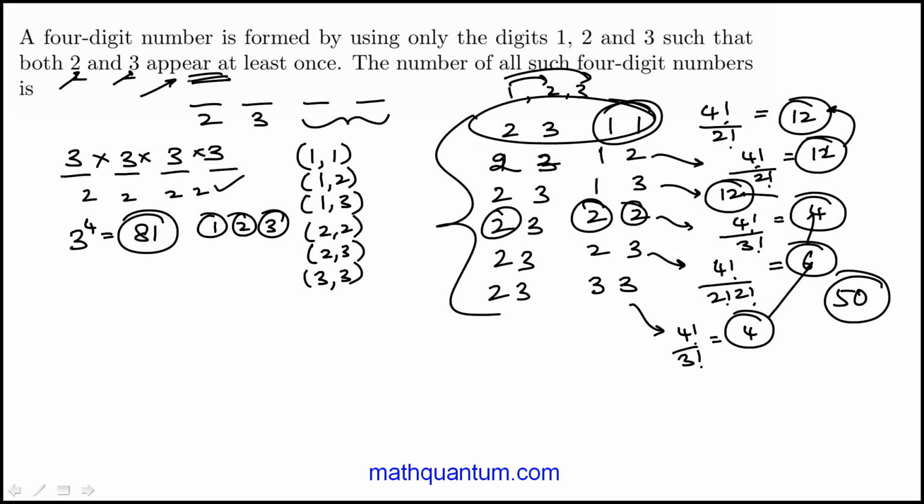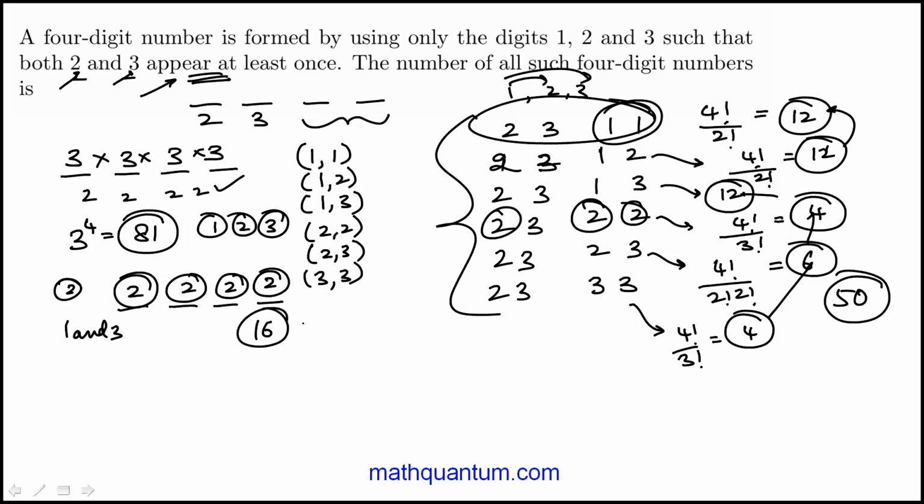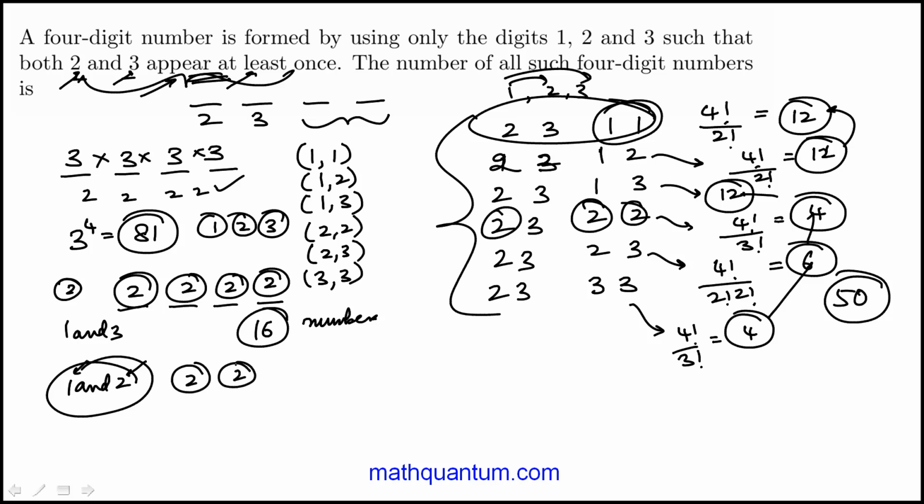Now we'll look at cases where 2 doesn't appear. So all we have is 1 and 3. So here I have 2 choices, 1 or 3, 1 or 3, 1 or 3. So I have 16 such numbers. Same thing if I do 1 and 2. Because remember, I'm looking for cases where this isn't satisfied, because we need at least one of each here. We don't have 2 and 3. We have just 1, 2. So that would be, again, 2 choices, 2 choices, 2. So we'll have another 16 numbers. So we have a total of 32.